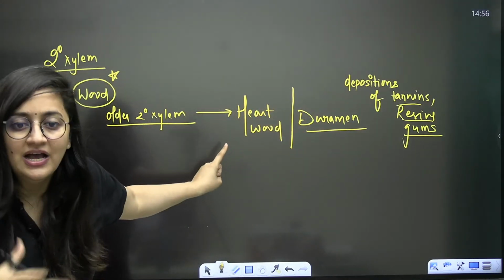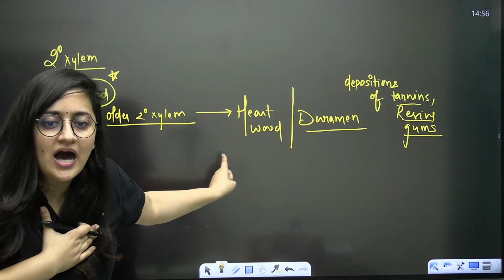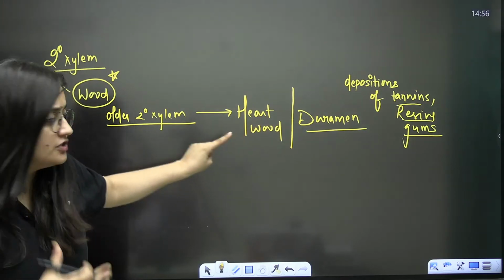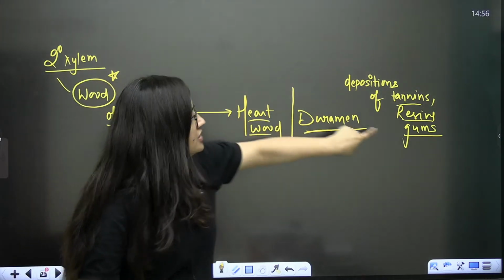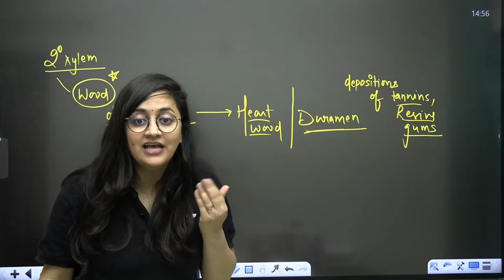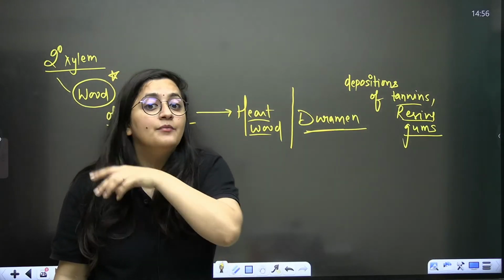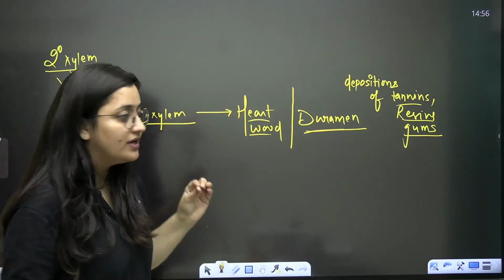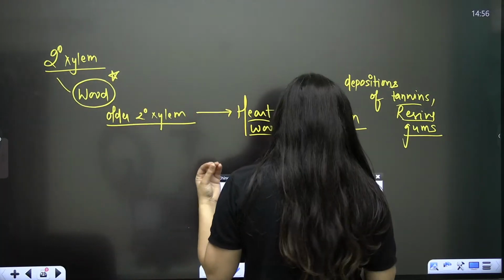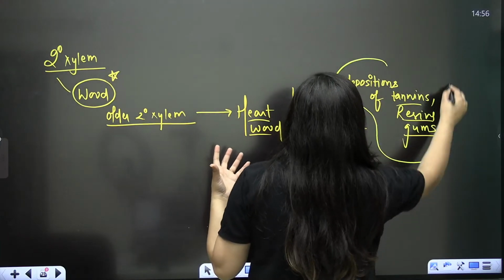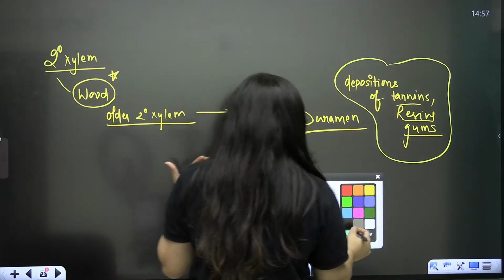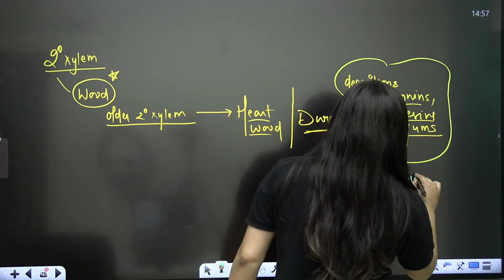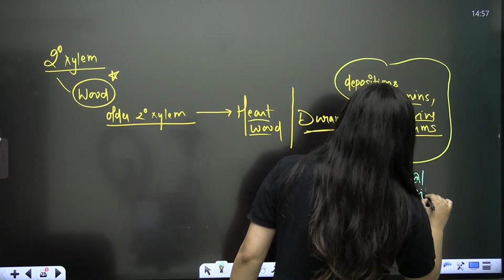So heartwood, heart in Hindi is dil. So heart, HD. You can even remember HD, high definition. Heartwood is known as duramen. I'm repeating this again, guys. Heartwood is known as duramen. So here there is the deposition of the tannins, resins, and gums. Obviously it will become microbial resistant. Microorganisms will not be able to attack here.